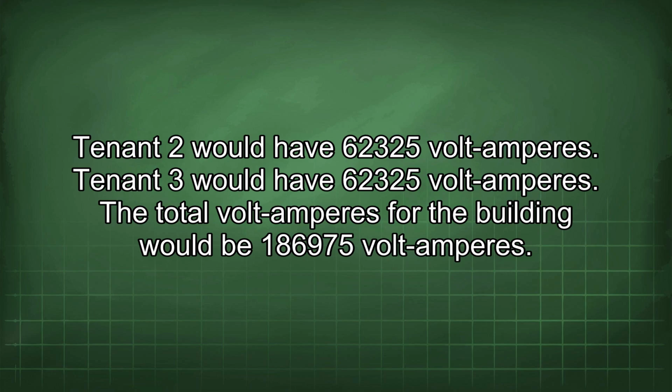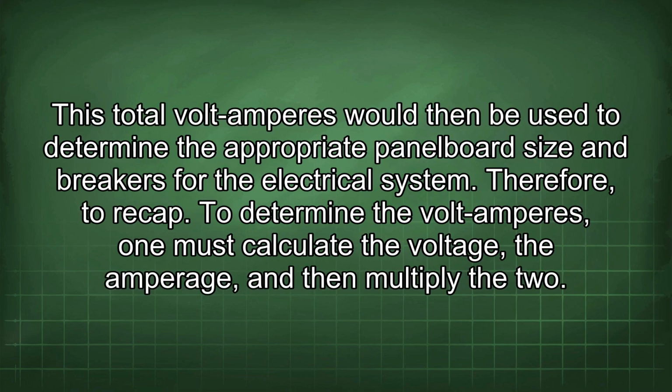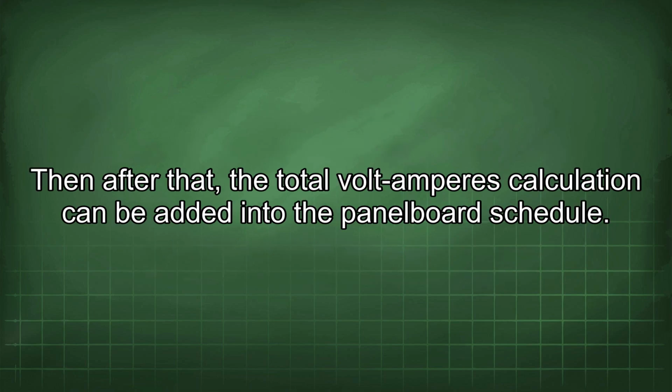Tenant 3 would have 62,325 volt-amperes. The total volt-amperes for the building would be 186,975 volt-amperes. This total volt-amperes would then be used to determine the appropriate panel board size and breakers for the electrical system. Therefore, to recap, to determine the volt-amperes, one must calculate the voltage, the amperage, and then multiply the two. Then after that, the total volt-amperes calculation can be added into the panel board schedule.